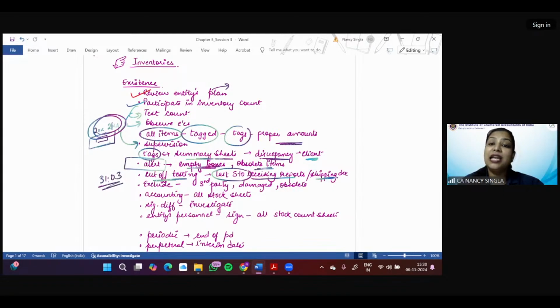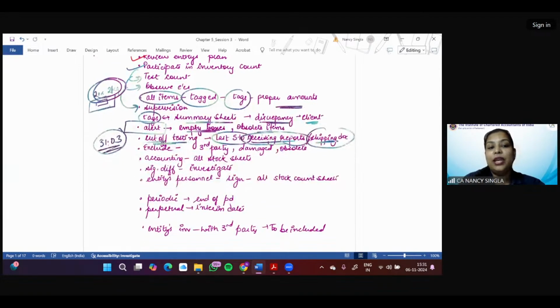So let's say he'll check the last 5 to 10 receiving reports or shipping documents. Why shipping documents or receiving reports? Because there he'll be able to see when the inventory was received, whether it was received before 31st March only, whether it pertains to the correct accounting period, so cutoff testing.